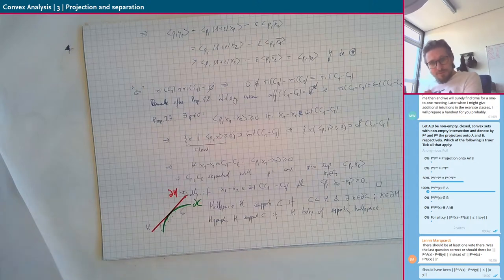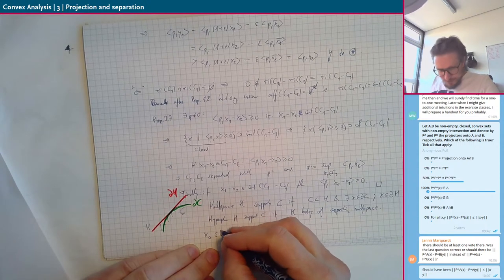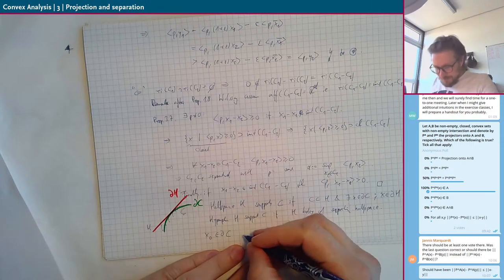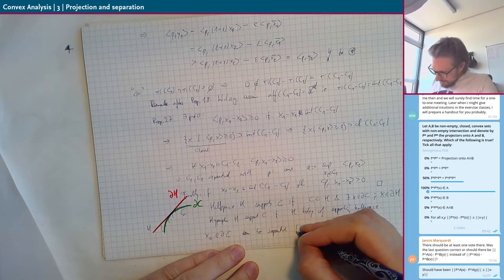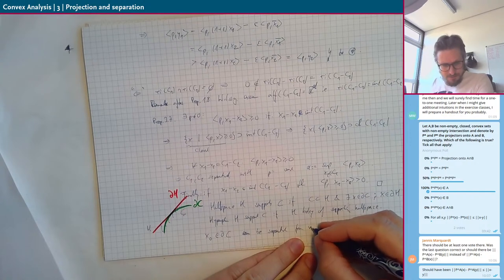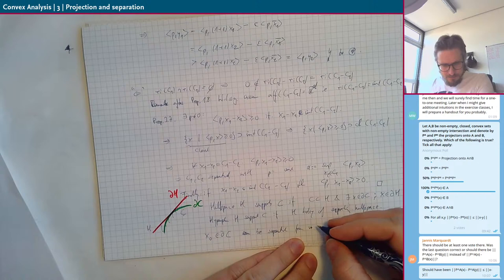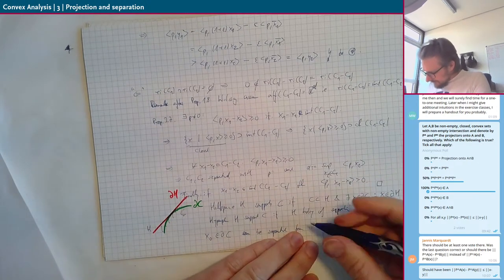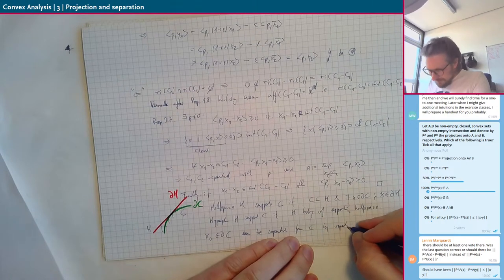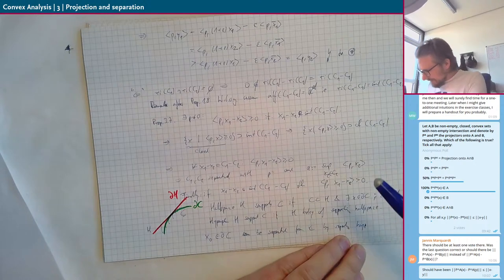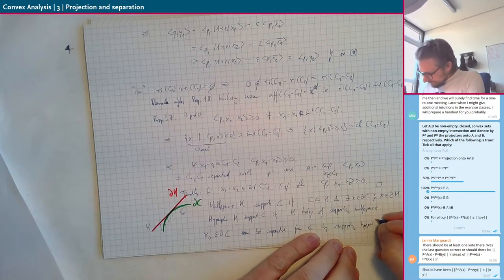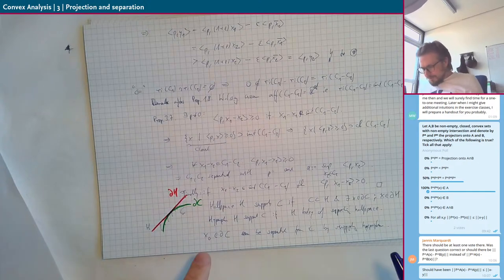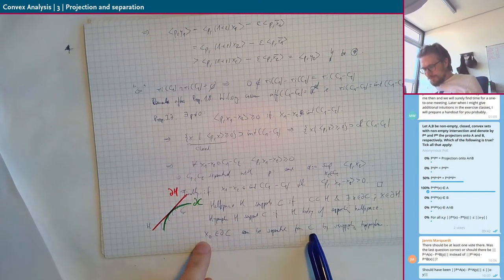Okay, and what we could also deduce from everything we had above is that every x which is in the boundary of C can be separated from the interior, or from C actually, by a supporting hyperplane. Okay, so this is also one takeaway. If you have a convex set, every point in the boundary can be separated from the set by a supporting hyperplane.